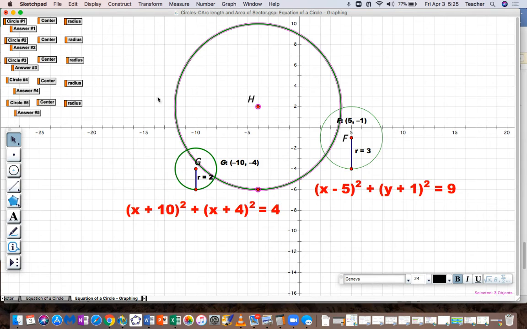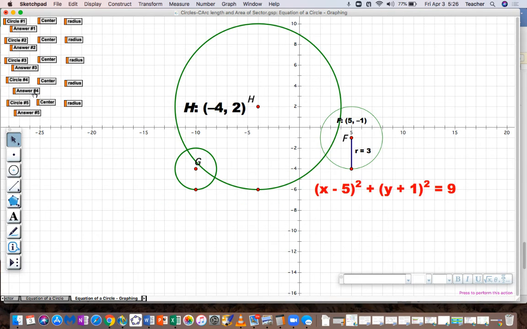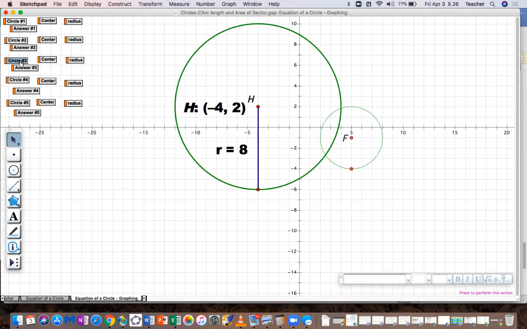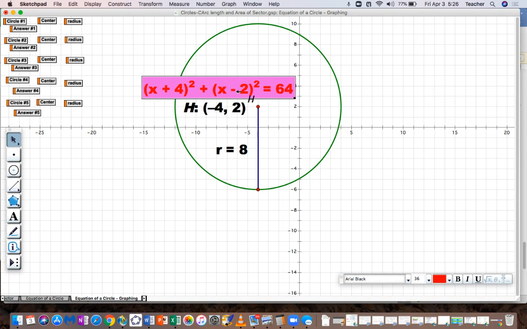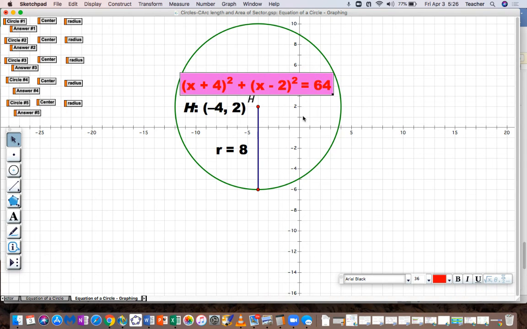Let's say I have this big one. Okay, I don't know if you can see or not, but that center is negative 4, 2. Now, all I need is the radius. So what is the radius? Radius is 8. So what's that equation going to look like? x plus 4 squared, y minus 2 squared, and 8 squared is 64.